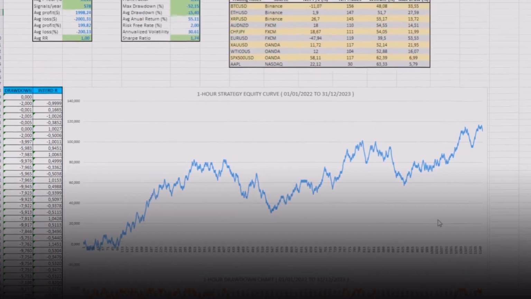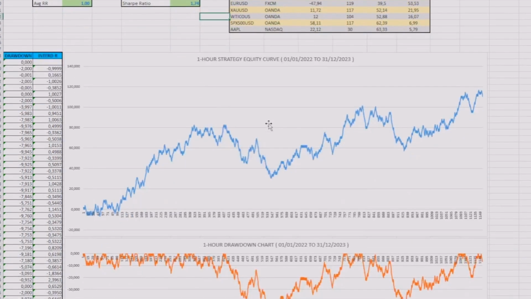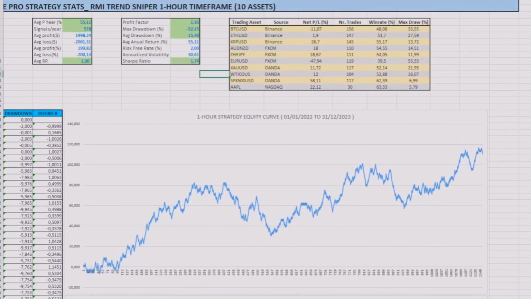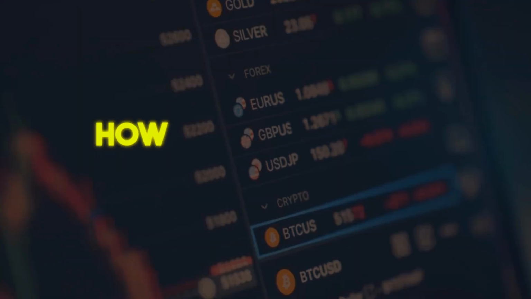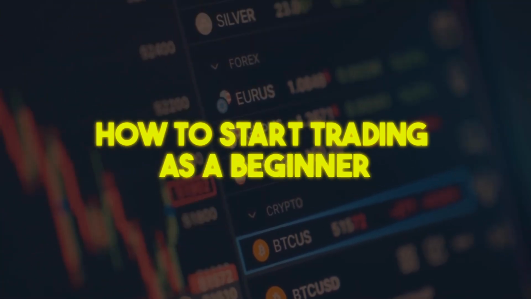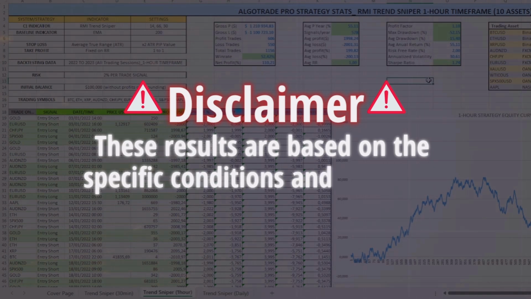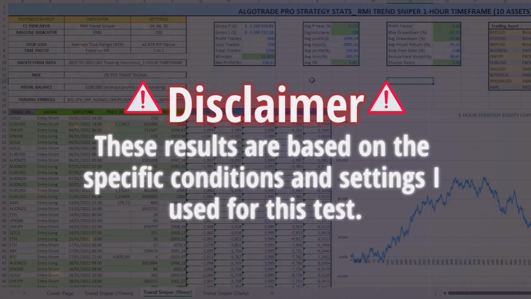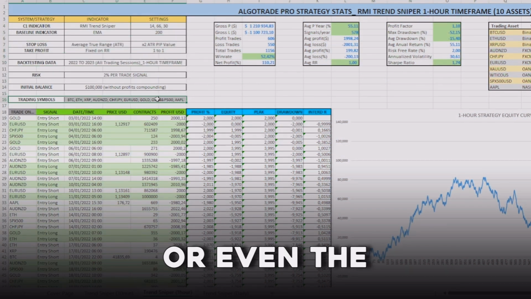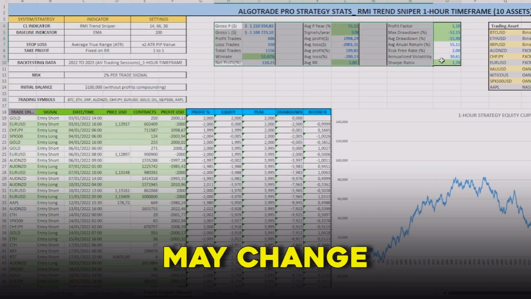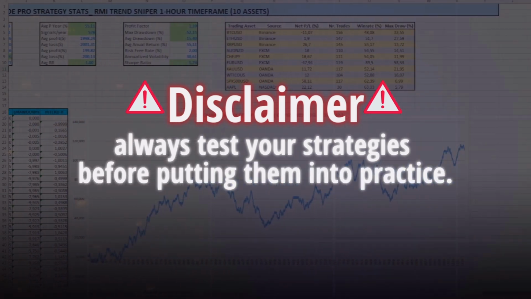Although I said that its biggest problem was with the drawdowns, this is something that can be easily corrected by implementing a filter or a volume indicator, as I proved to you in my How to Start Trading as a Beginner series. Also, keep in mind that these results are based on the specific conditions and settings I used for this test. If you change the conditions, settings, or even the assets, your results may change. So always test your strategies before putting them in practice.